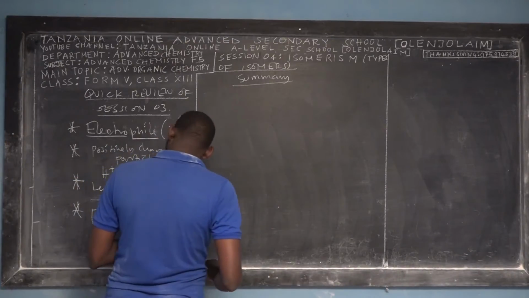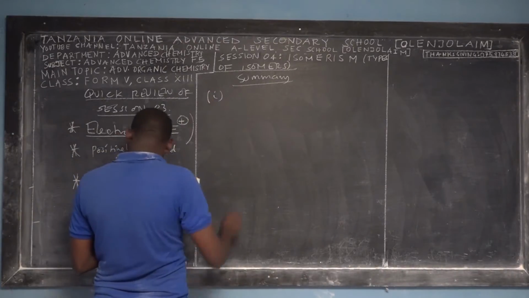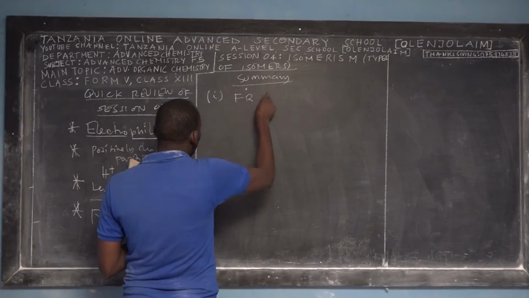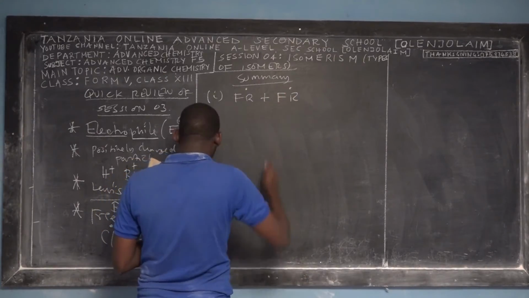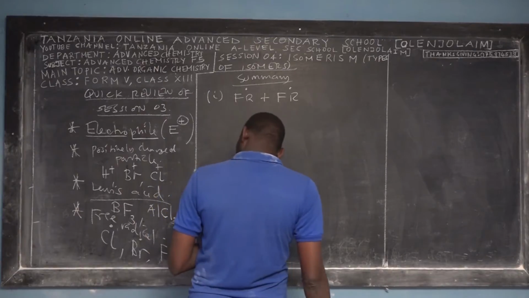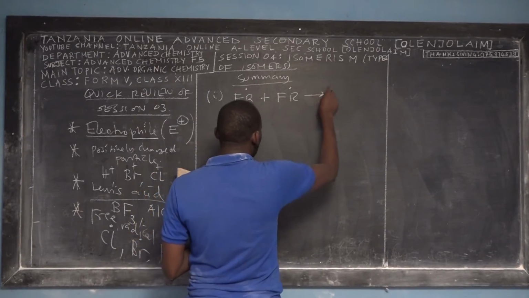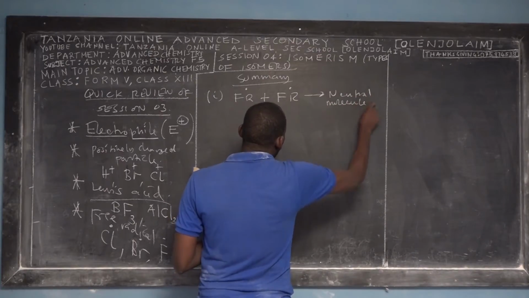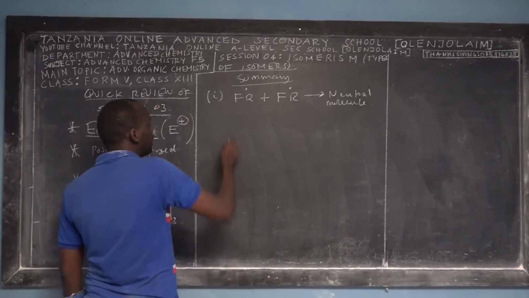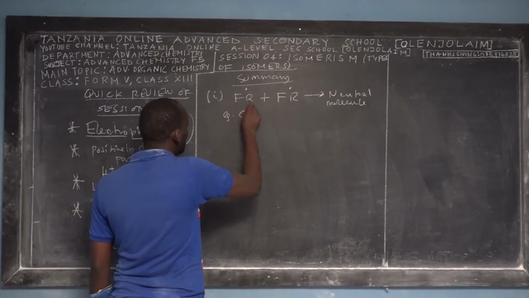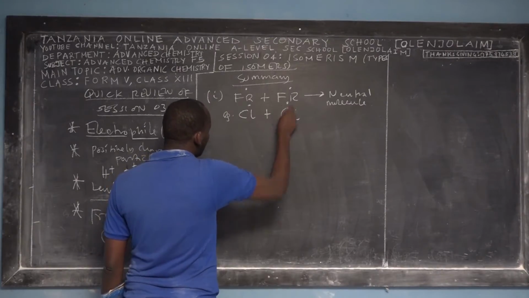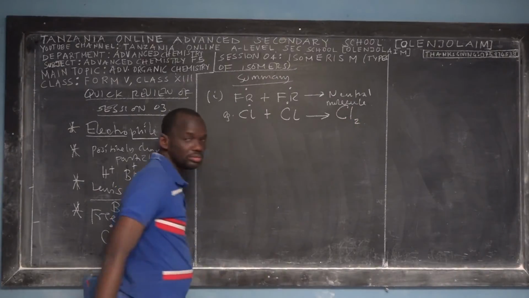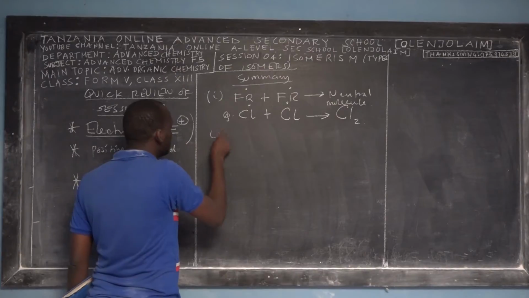So just the summary, let me give you this summary. We say that if you take a free radical and react it with another free radical, for example a chlorine free radical and another chlorine or bromine free radical, this is going to give us a neutral molecule. What does it mean? For instance, if you take a chlorine free radical and another chlorine free radical, what are we going to have? We are going to have a chlorine molecule, right?